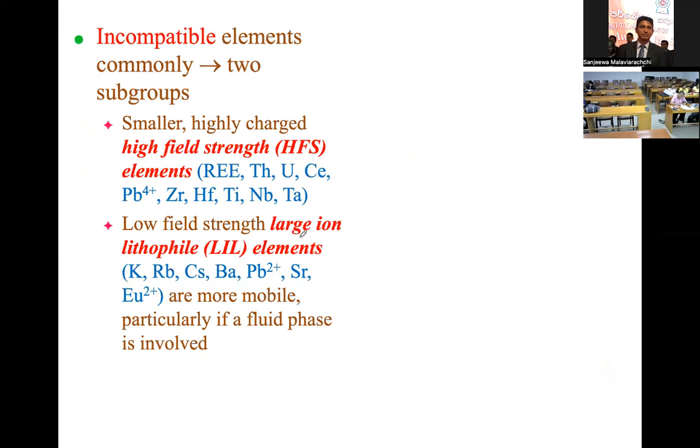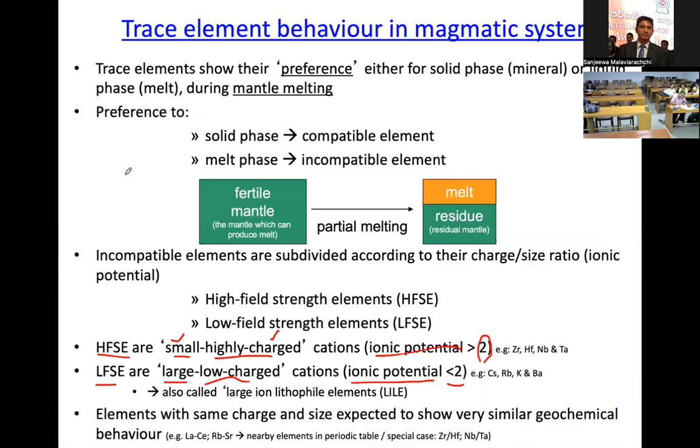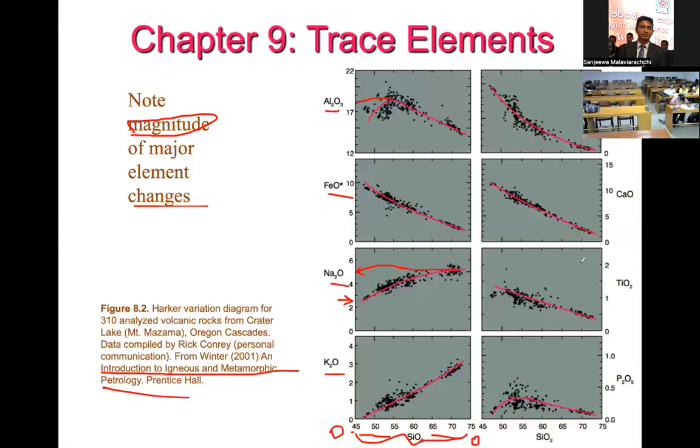Right. I think you can remember we divided incompatible elements into 2 subgroups, high field strength elements and low field strength elements. Based on what did we use there? Ionic potential. We use the ionic potential to divide them, whether they are greater than 2 or less than 2, that means the charge size ratio.